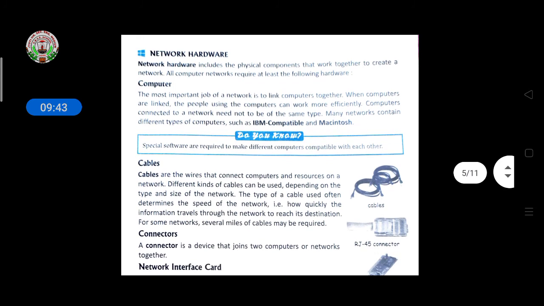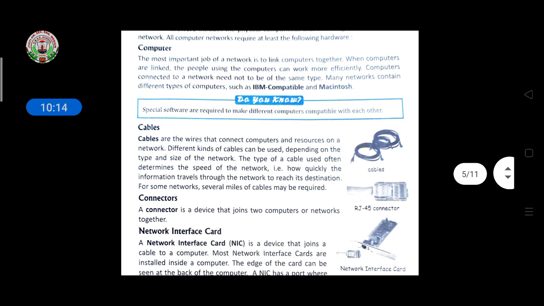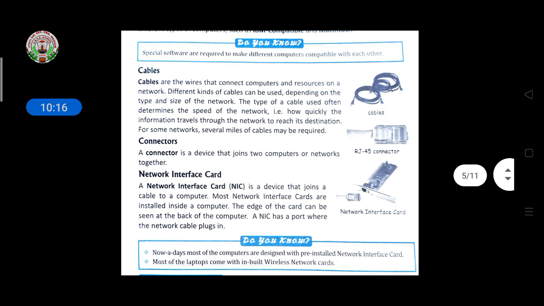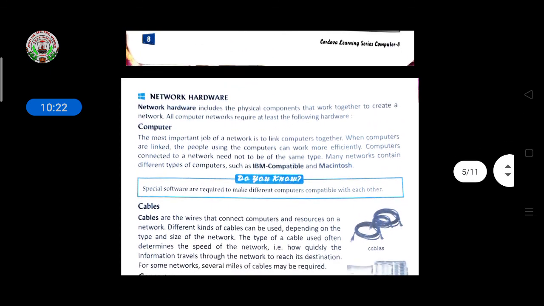And then come to the network hardware. Network hardware includes the physical components that work together to create a network. All computer networks require at least the following hardware. So while using the network hardware, which hardware do we need? First of all, the computer we need, and then cables, connector, network interface card. All this we want to connect our computers in a network mode.